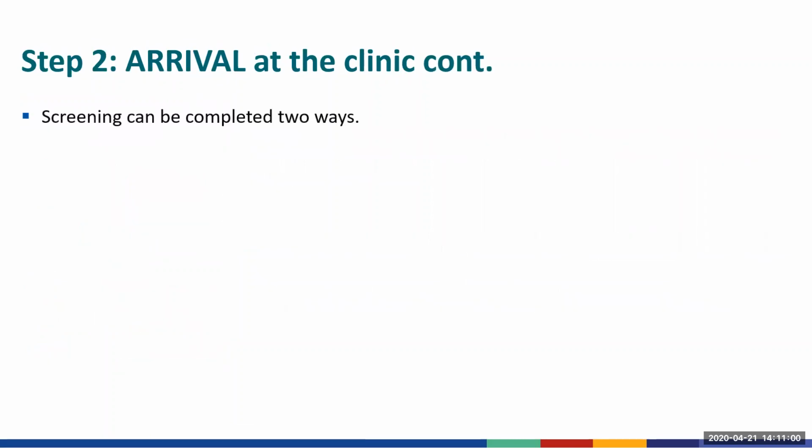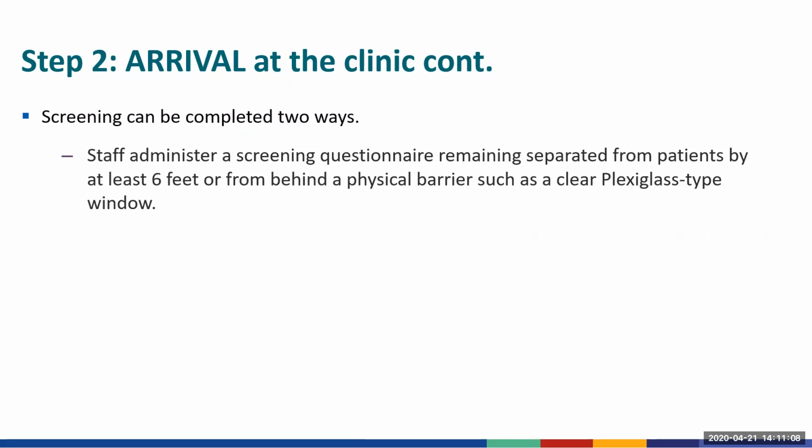Screening can be completed in 2 different ways, defined by how much separation the staff have from the patients being screened. The first way would be that staff administers screening questionnaires while remaining at least 6 feet from the patient or separated from patients by a physical barrier. Screening staff should wear a face mask or cloth face covering for source control, but do not need to wear PPE if they are separated from patients by a physical barrier such as a glass or plastic window, or they are at least 6 feet away. Screening staff should make these interactions as brief as possible and limit the interaction to screening questions only.